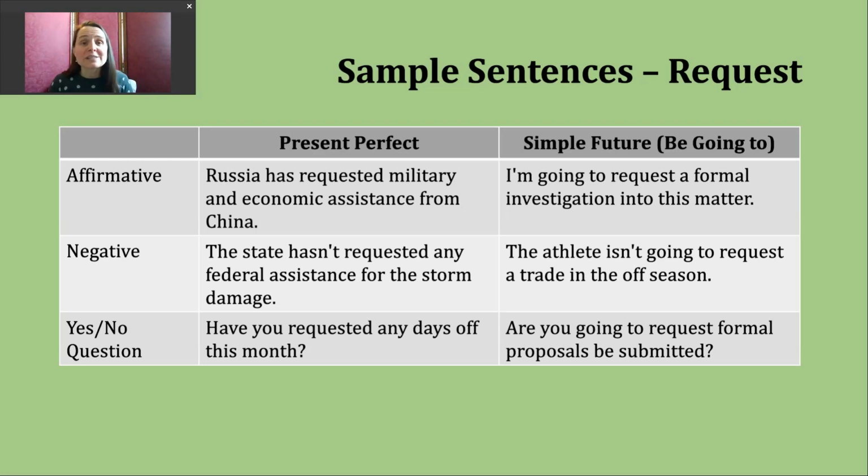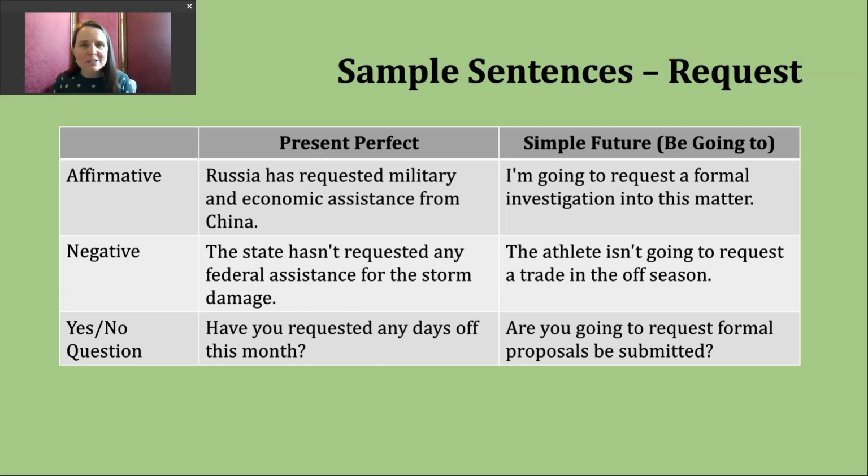Next, let's take a look at using the simple future. And today we're going to focus on using be going to. This form of the simple future is really common with plans. Okay? And again, we need to pay attention to our subjects here because that's going to change our form of be. So if our subject is I, I'll use am. If our subject is he, she, or it, I'll use is. And if our subject is you, we, or they, I'll use are.